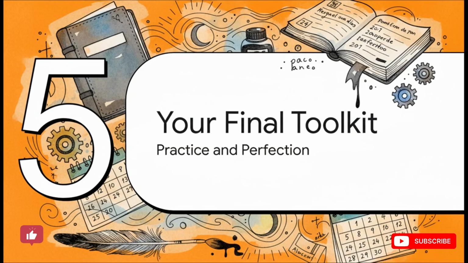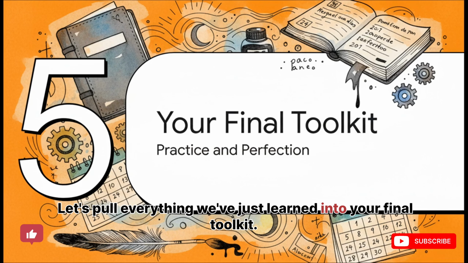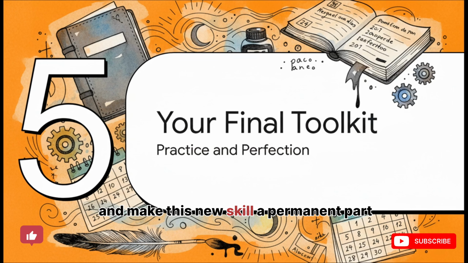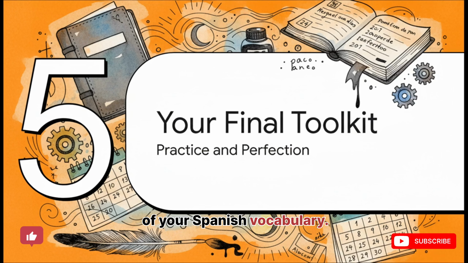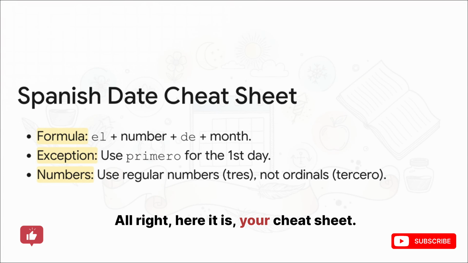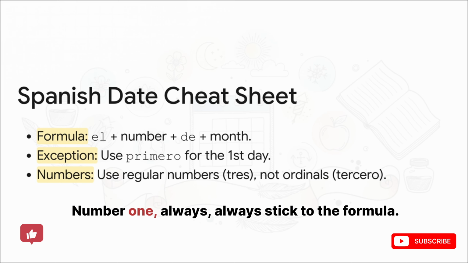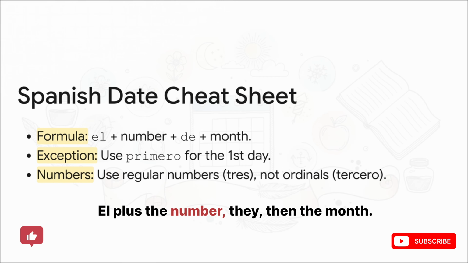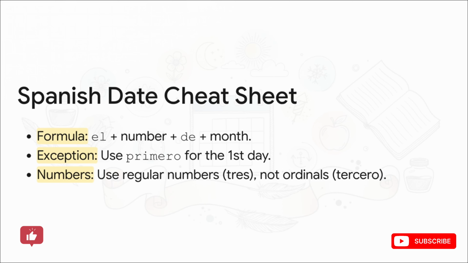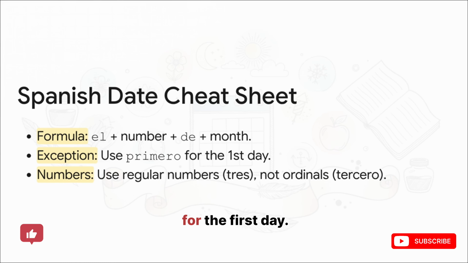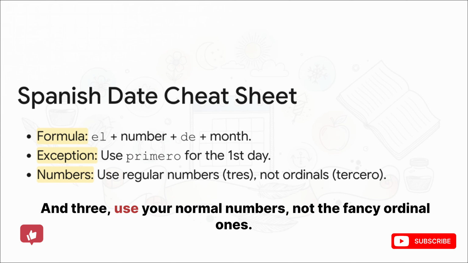Okay, to wrap things up, let's pull everything we've just learned into your final toolkit. These are the key takeaways that are going to help you practice and make this new skill a permanent part of your Spanish vocabulary. All right, here it is, your cheat sheet. The most important things to remember are right here. Number 1, always stick to the formula. El plus the number, de, then the month. 2, just remember, primero is your one and only exception for the first day. And 3, use your normal numbers, not the fancy ordinal ones.